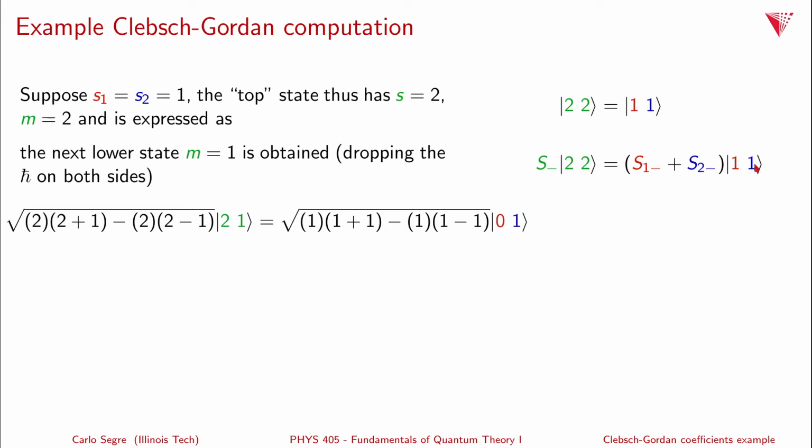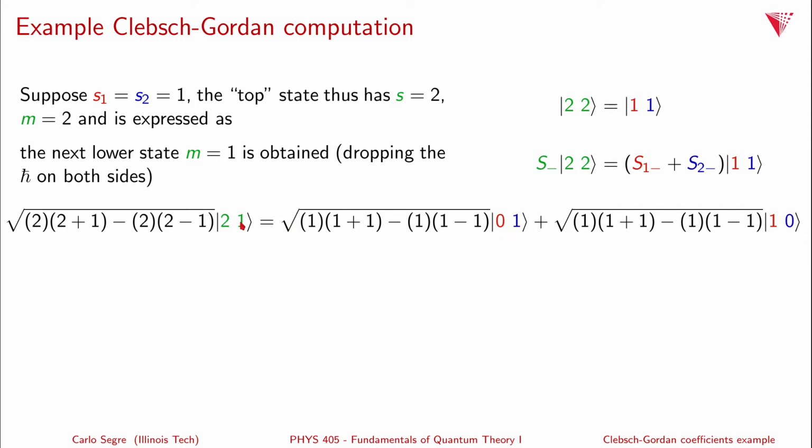And then when you lower the second term with S2 minus, you get a second term that looks similar, which is a coefficient of square root of S2 times S2 plus 1, minus M2 times M2 minus 1. And now the state is M1 equals 1 and M2 equals 0. So you see it's a combination state of mixed product states. Each of these is a product state, and they mix, and M1 plus M2 is equal to M.